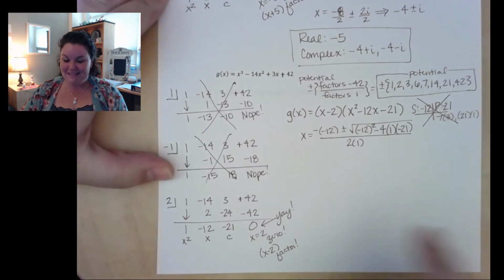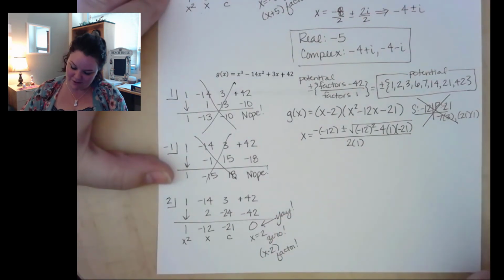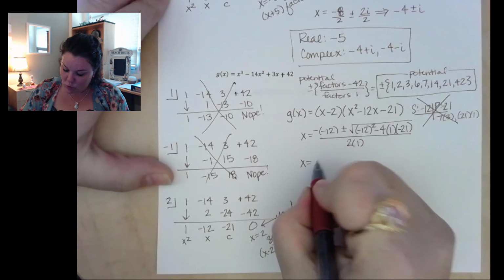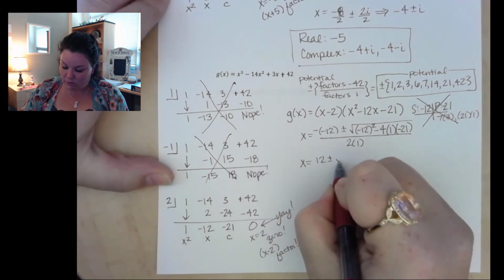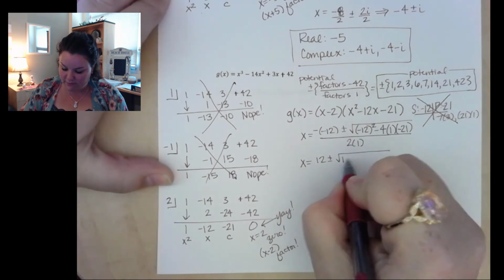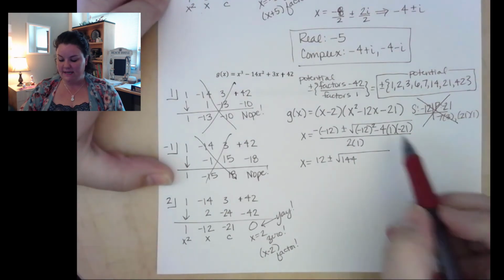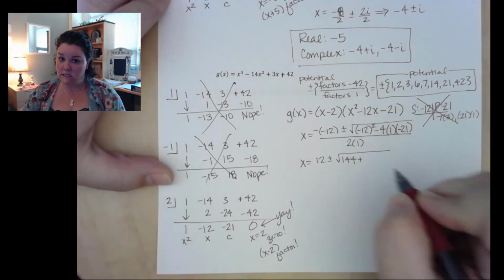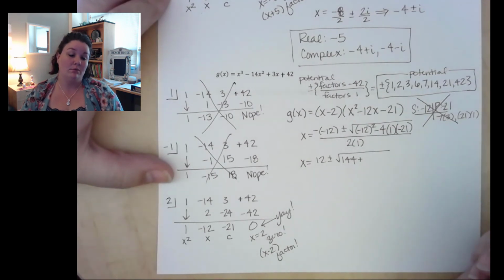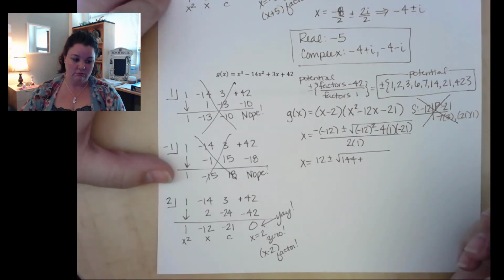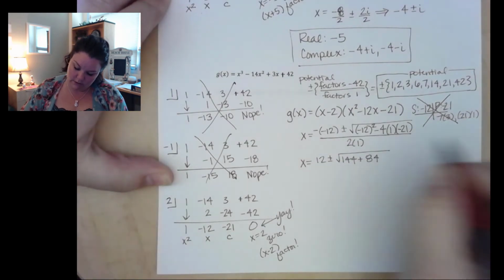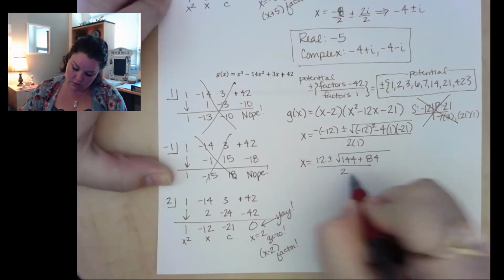All right, so let's go ahead and simplify this and see what our remaining zeros are. So we have a positive 12 plus or minus the square root. 12 squared is 144. When I multiply these next three numbers together, I have two negatives, so that's going to come out positive, which means that I'm probably not going to get an i answer, right? That comes out to a positive 84 all over 2.